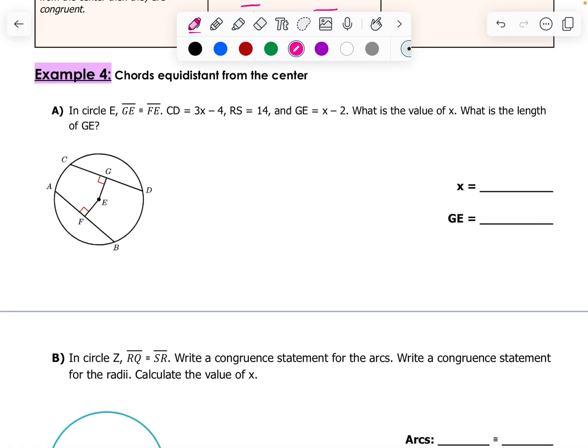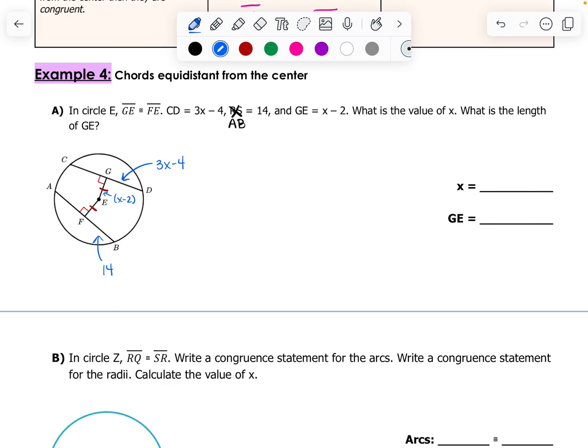This says, in circle E, GE is congruent to FE. We are being told that the chords are equidistant from that congruent statement. We're also told that segment CD is 3x minus 4. I'll go ahead and label that best I can. RS is equal to 14. That is a typo, my apologies. That should say AB. So AB is equal to 14, and GE is equal to x minus 2. What is the value of x? What is the length of GE?